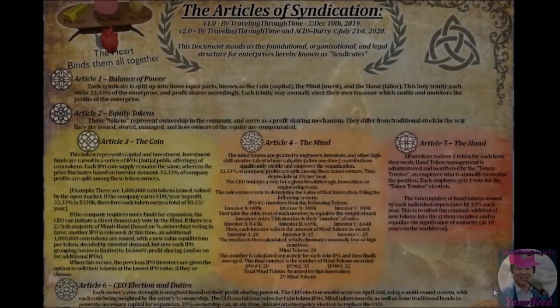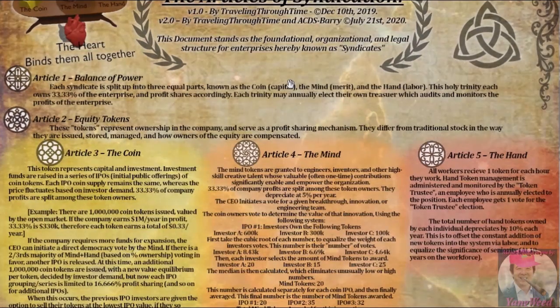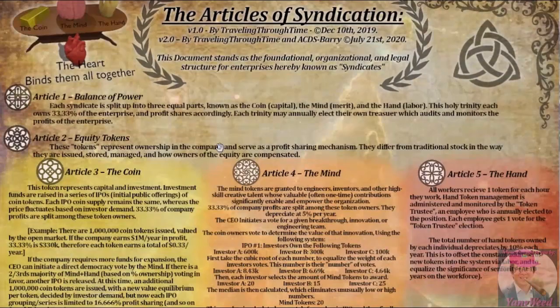Hello and welcome to the overview of the Articles of Syndication. This is a contractual document that covers the foundation of syndicates in a free enterprise system. The closest analogy is a corporation, but they have a lot of very large differences. So let's get started. Article 1, Balance of Power.